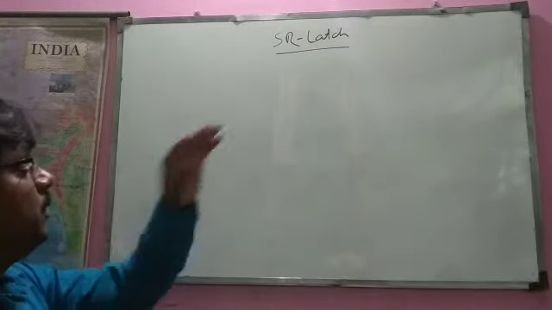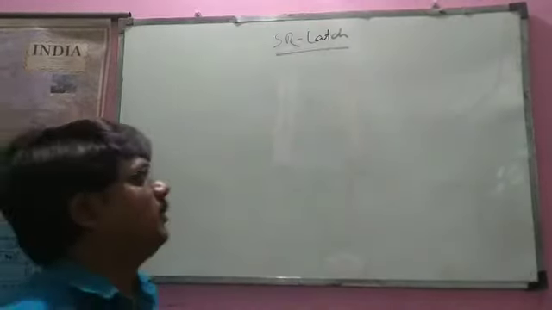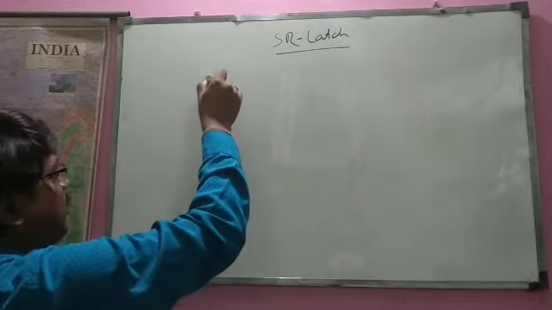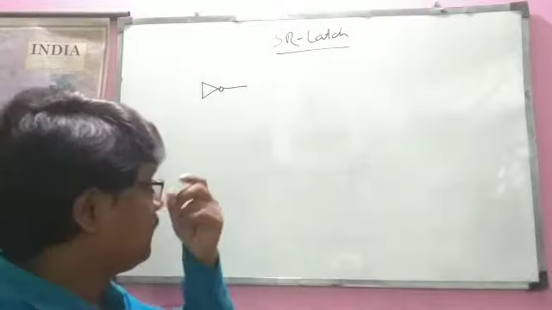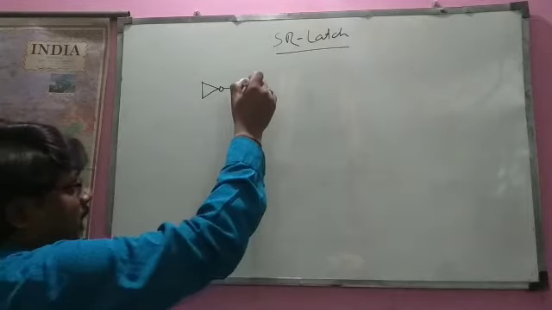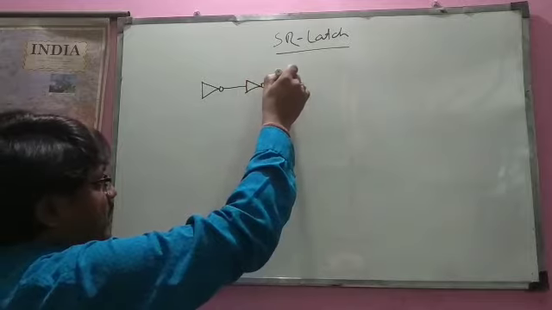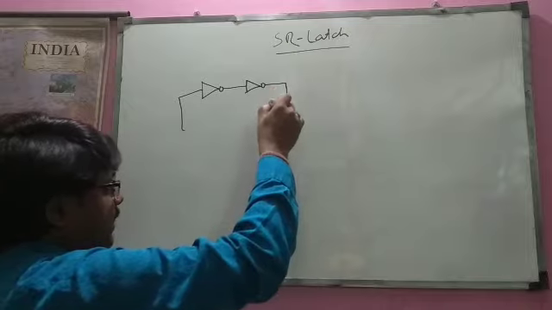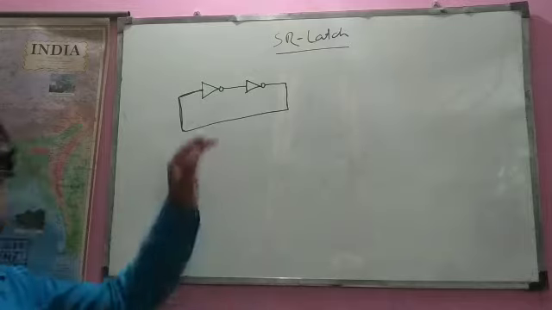Before going to the SR latch, we'll see the basic memory element. Let us suppose this is your NOT gate. The concept of where memory comes from, we will be dealing with here. So be patient and be attentive. That is very, very important. So these are 2 NOT gates, and we have connected them. The output of the second NOT gate I have connected to the input of the first gate.